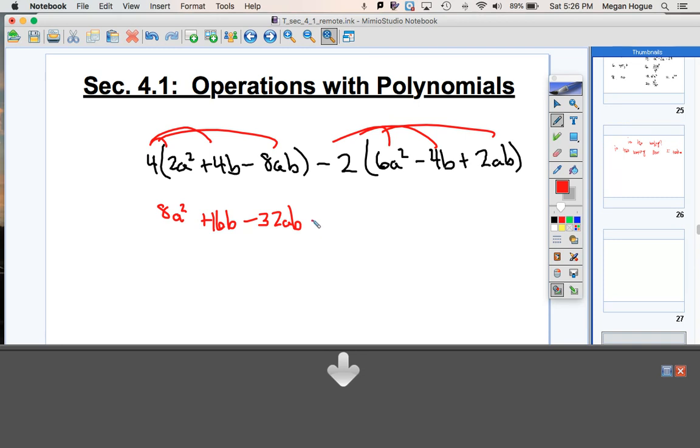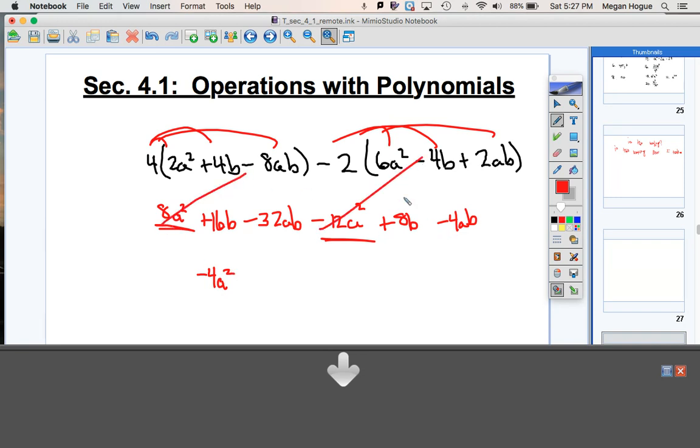And then watch our negative here. We're going to get -12a squared plus 8b minus 4ab. And then once we do that, we've gotten rid of the parentheses. We're ready to combine any kind of like terms. So when there's multiple variables, I don't care about the order. I usually just start on the left of the problem and look for like terms with that. So we've got 8a squared and -12a squared. That would give me a -4a squared.